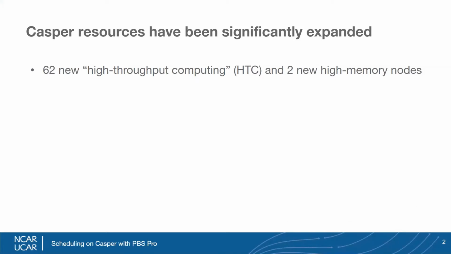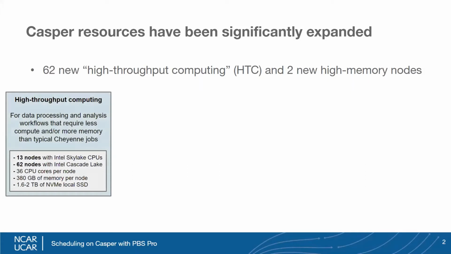So the first thing to note really is that our Casper resources themselves have been significantly expanded. This has been tangential, I suppose, to the switch to the PBS scheduler, but these new resources have only been available via the PBS scheduling on Casper. So we have 62 new high throughput computing nodes, what we're calling HTC nodes, and we also have 2 new high memory nodes.